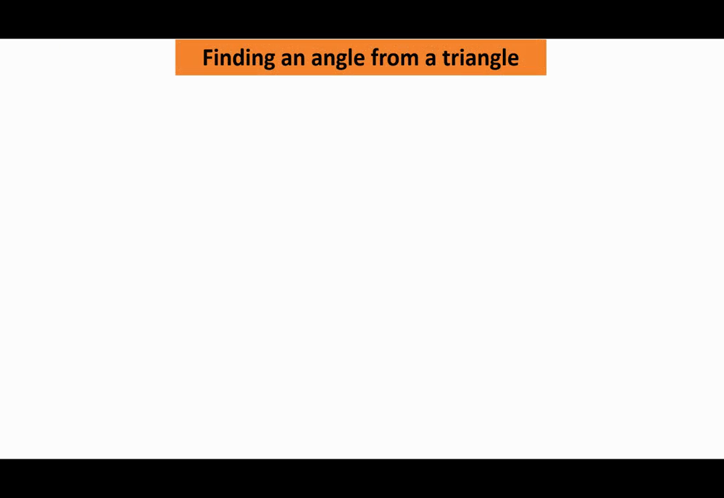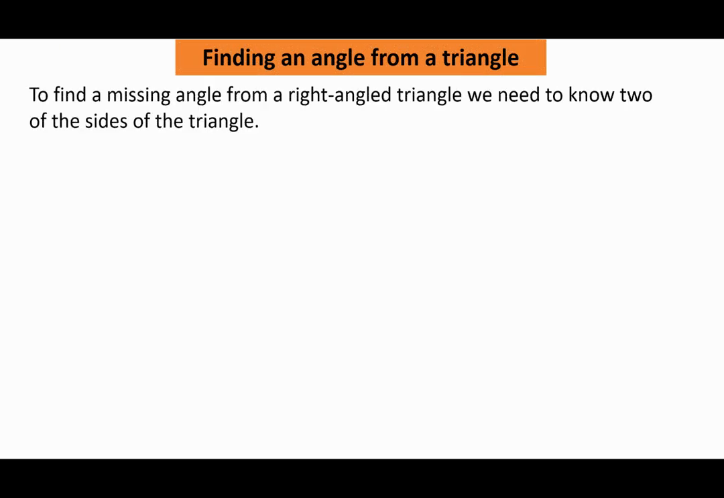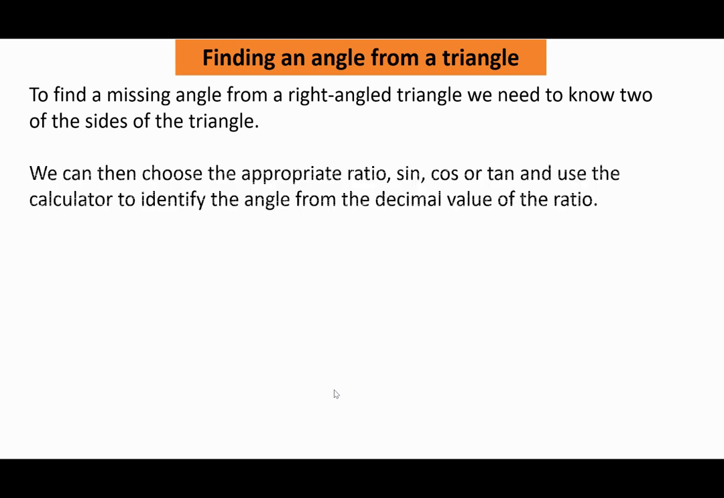So to find the angle from a triangle, here are some general rules. To find a missing angle from a right-angled triangle, we need to know two sides of the triangle. We can then choose the appropriate ratio of sine, cosine, or tangent and use the calculator to identify the angle from the decimal value of the ratio. So we're going to take that fraction, reduce it down into a decimal, and then plug it into our calculator. So we need the decimal value of the ratio.